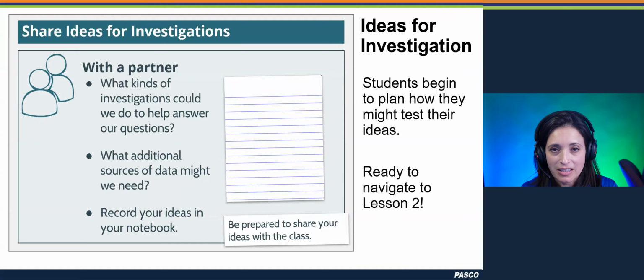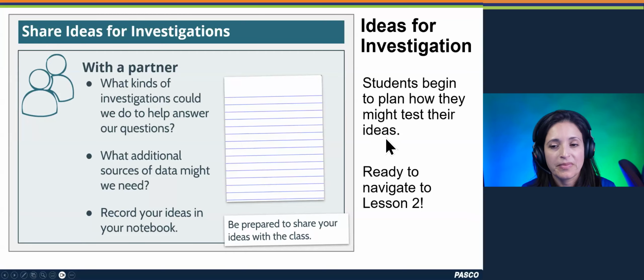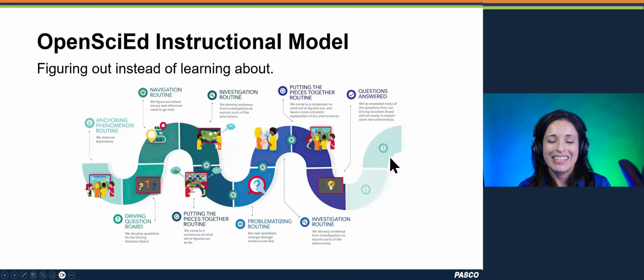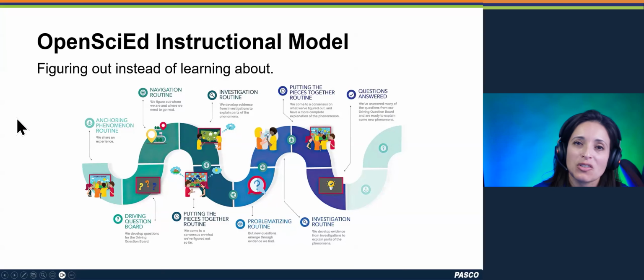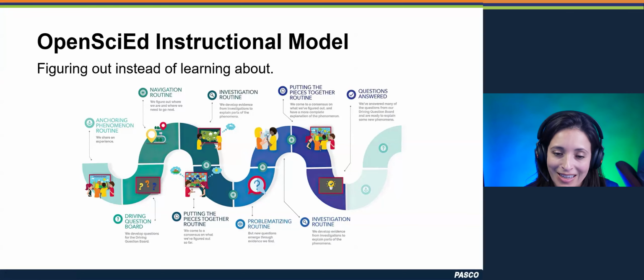What have we figured out now? And what should we do next so that we can figure out our questions that we identified on the driving question board? That in a nutshell was lesson 1. Well, lesson 1, like all the lessons in the OpenSciEd instructional model, follows the mantra that what we do is we figure out, instead of learning about, every day in class.